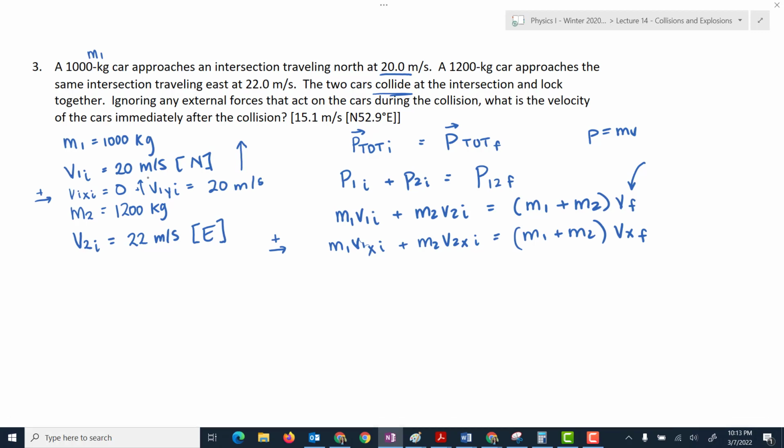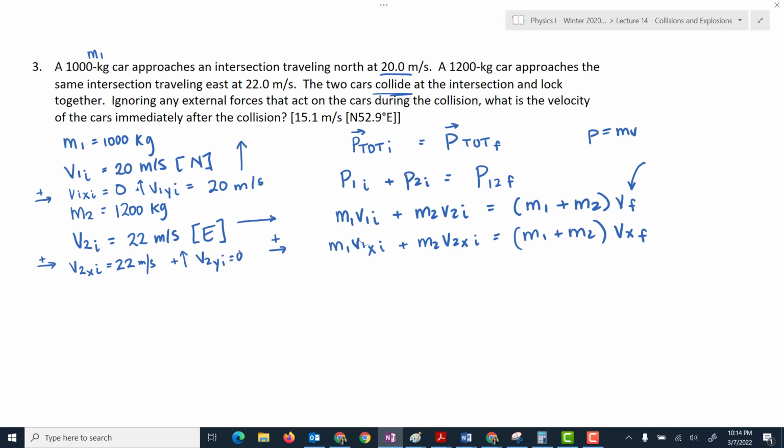And for my v2 initial, again assuming that positive is to the right and positive is upwards, this vector is 22 meters per second east. It looks like this. It's purely in the x direction. So my x component is 22 meters per second, and my y component is 0. v2y initial is 0 because it doesn't have a y component at all. It's only going to the right, so my x component's positive 22 because it's going to the right.